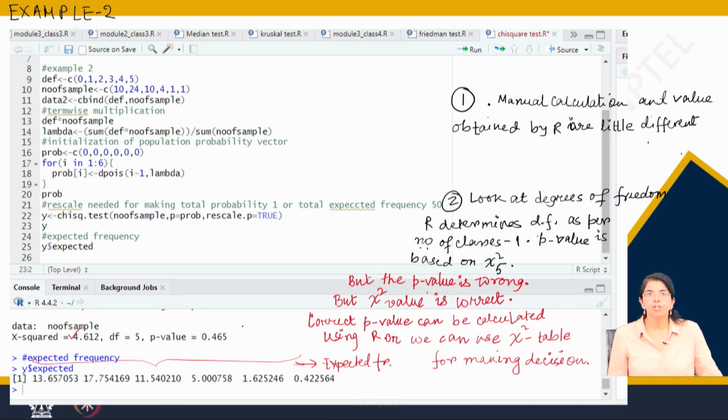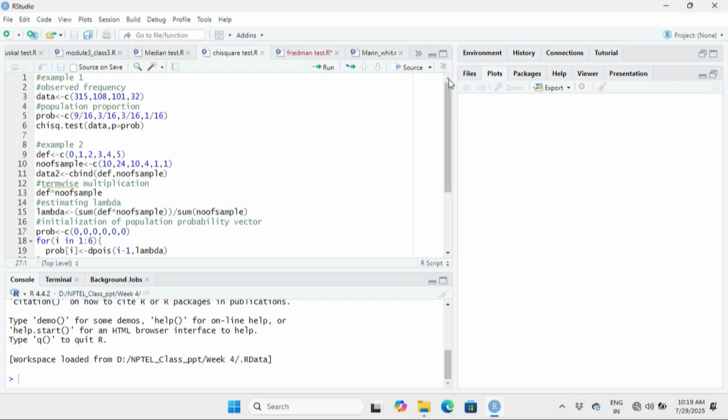For example 2, let me open my R window because I would like to show you how R is running, and thereafter we will be coming down to my PPT. Okay, so example 2 we are talking on.